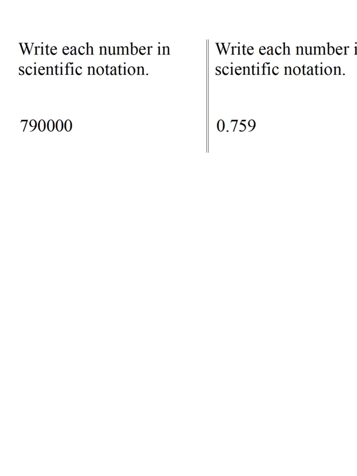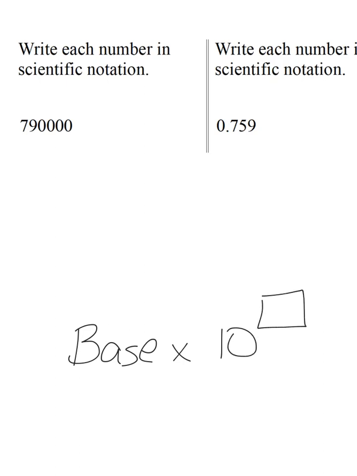In this video, we're going to review how to write a number in scientific notation. First of all, in scientific notation, it's set up having a base multiplied by a power of 10. Okay? This power can be positive or negative.